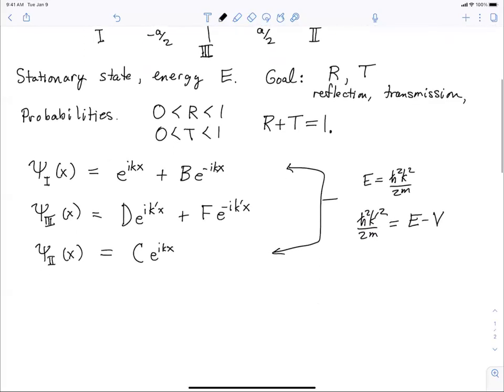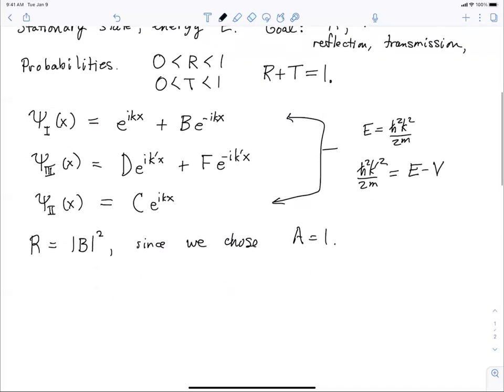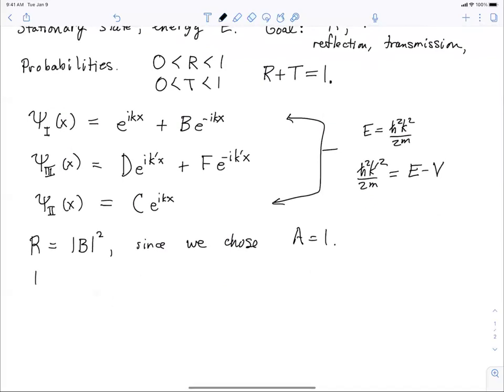When we solve for B, the reflection coefficient will be that thing squared, since we chose the thing we had called last time A to be 1. Okay, it's just the ratio of those two things squared. So if A is 1, then the reflection coefficient is B squared. And the transmission coefficient is just going to be C squared, the way we've set this up.